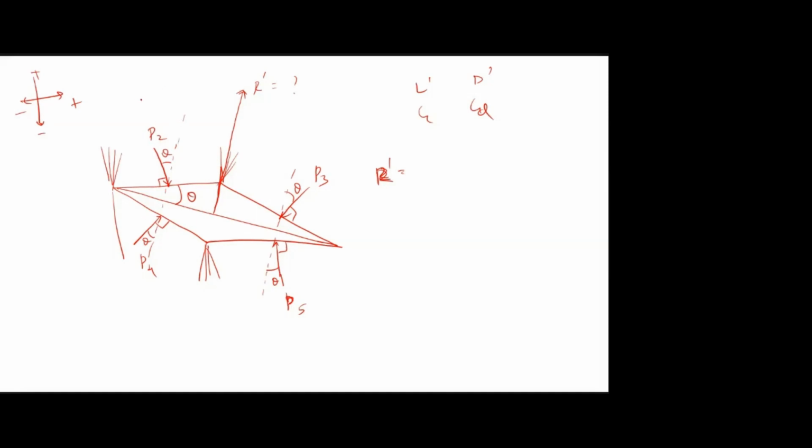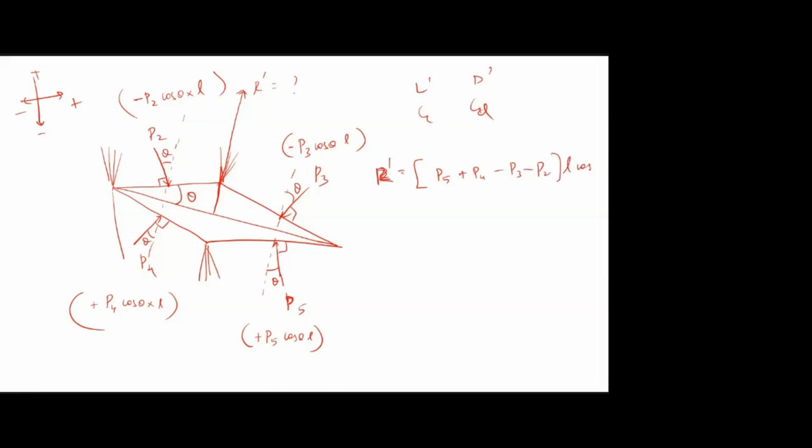Then for R dash, I have to resolve all these pressure components along this reference vertical line. So here if I resolve, I will get minus P2 cos theta into L. This is the force component acting here. And here it will be minus P3 cos theta into L. Then, pointing upward, it is positive P4 cos theta into L. Here also it is positive P5 cos theta into L. If you take this cos theta L outside, the remaining you will get P5 plus P4 minus P3 minus P2, times L cos theta.